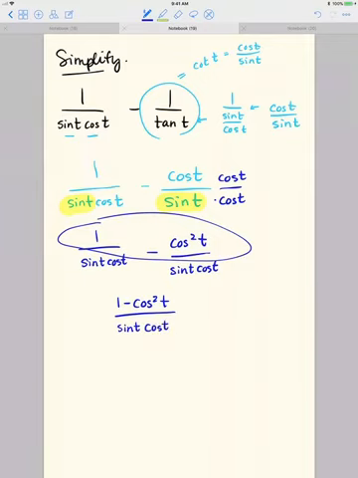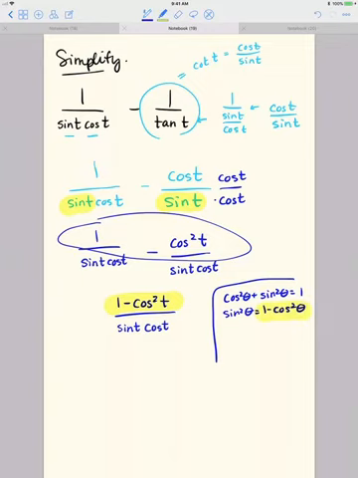The 1 minus cosine squared t is actually a form of the trig identity, the Pythagorean identity, right? We had cosine squared plus sine squared equals 1. And if I rewrote that in terms of sine squared, I'd have that equal 1 minus cosine squared, which is exactly what I have in the numerator. So I'm going to simply replace 1 minus cosine squared with a sine squared, not of theta though. Watch the variables. Sine squared of t over sine of t cosine of t.